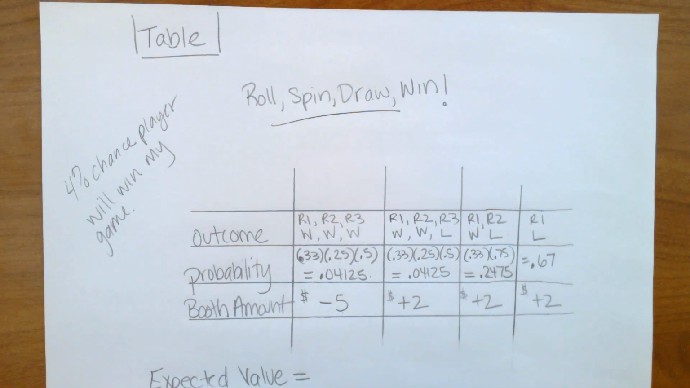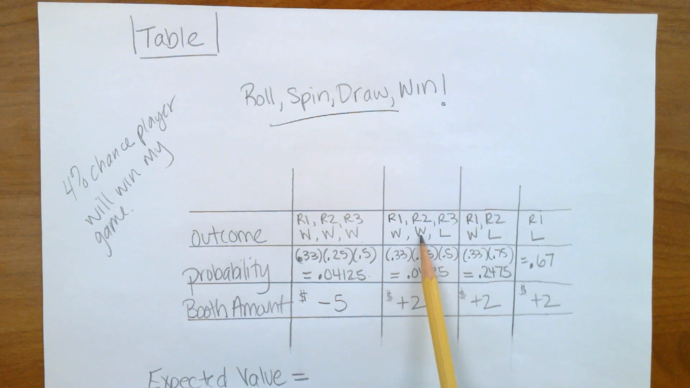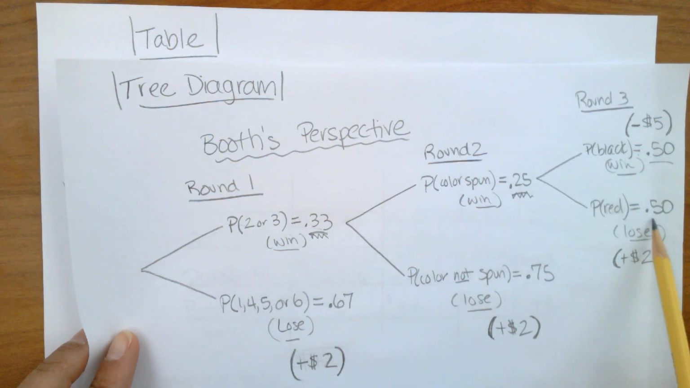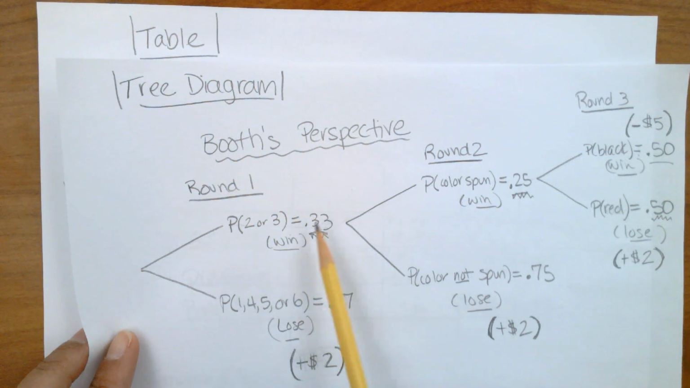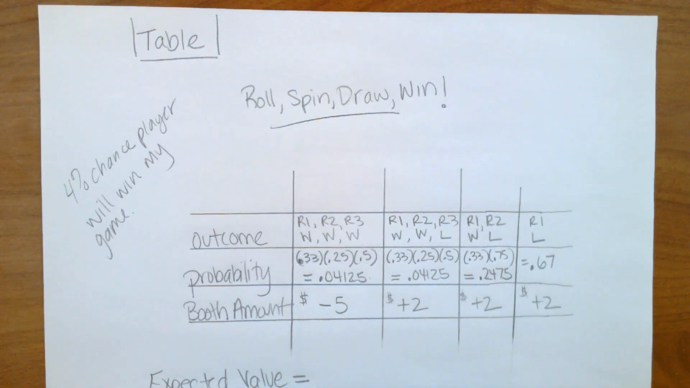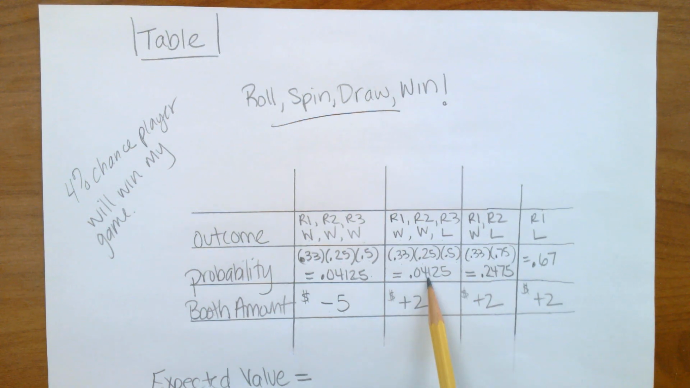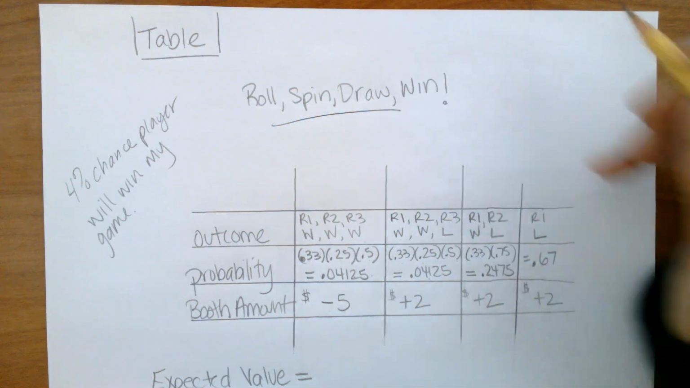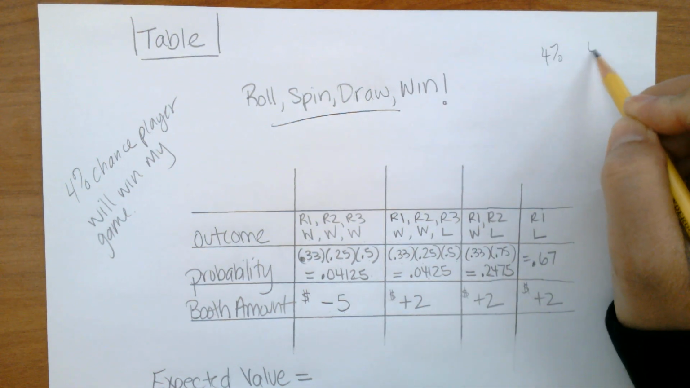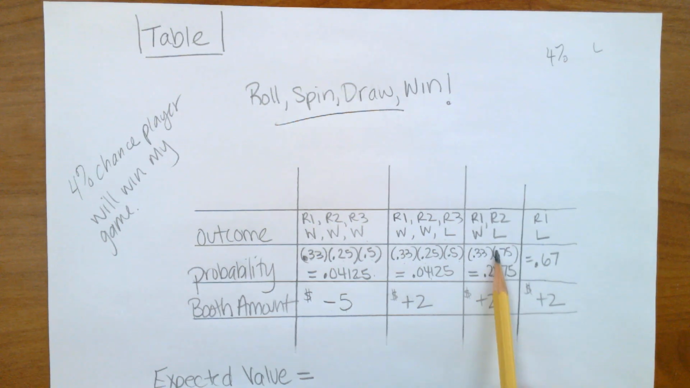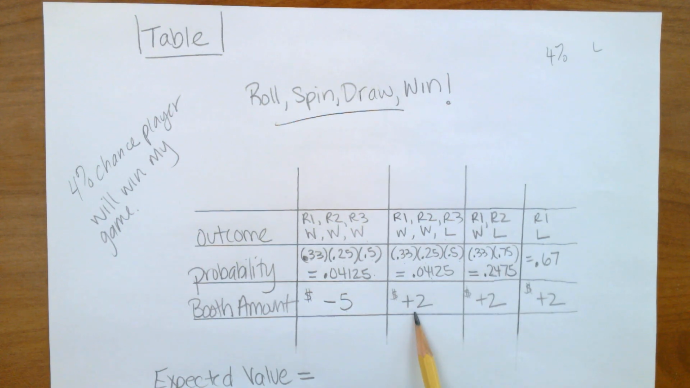Okay. Now, all the other ways they lose. This one, round 1 they win, round 2 they win, round 3 they lose. So let's look at that pathway. I'm going to take these three probabilities and multiply them together. 0.33, 0.25, 0.5. So there's about a 4% chance to lose. I'm not going to write it as a sentence because they can lose here too. When they lose, I get to keep their $2.